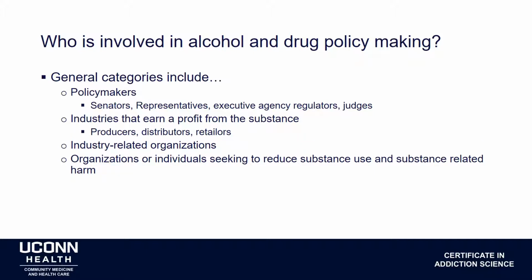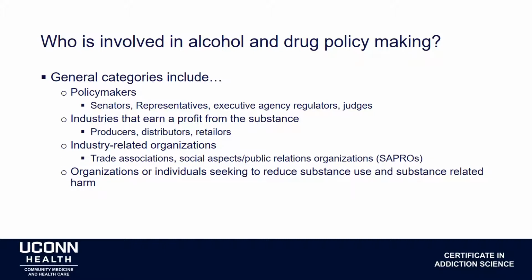Next are the industries that profit from certain substances. When we're talking about industries here, we're really focusing on the legal drugs: alcohol, tobacco, and now marijuana in many countries. They're involved in policymaking through lobbying. The producers, the distributors, and the retailers of these products will all come together, create trade associations, and lobby for rules, regulations, and laws that favor the industry, typically over public health.